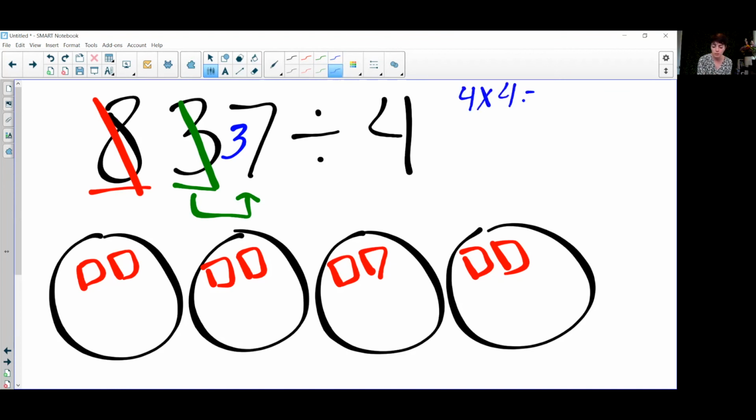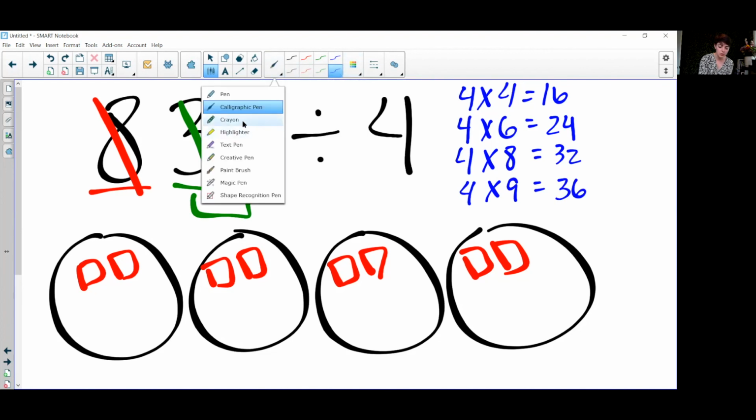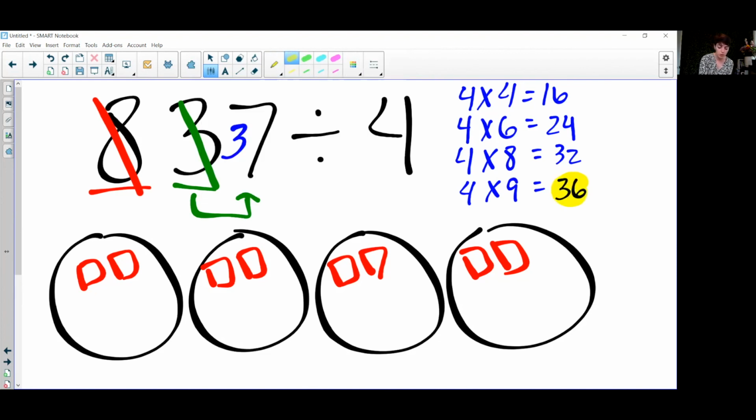I know that 4 times 4 is 16. That's a good place to start, but that's not very close to 37. So I'm going to jump up a little bit. 4 times, let's do 6, is 24. That's closer to 37, but not close enough. 4 times 8 is 32. Ooh, well, I'm getting in the 30s. I'm getting close, but maybe if I just do one more, I'm going to get closer. 4 times 9 is 36. Oh my gosh, 36 is extremely close to 37, which is the number that I have to break up.